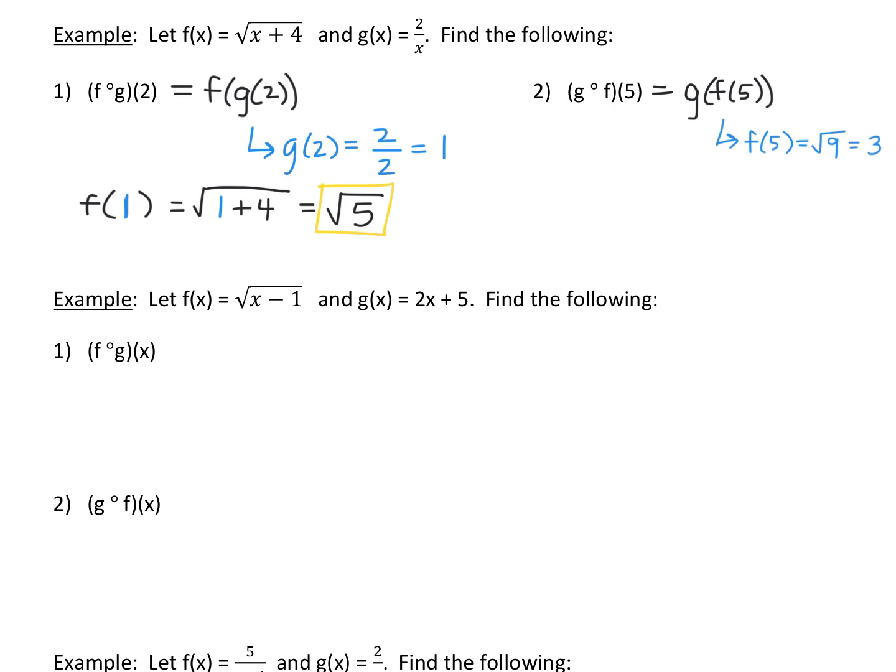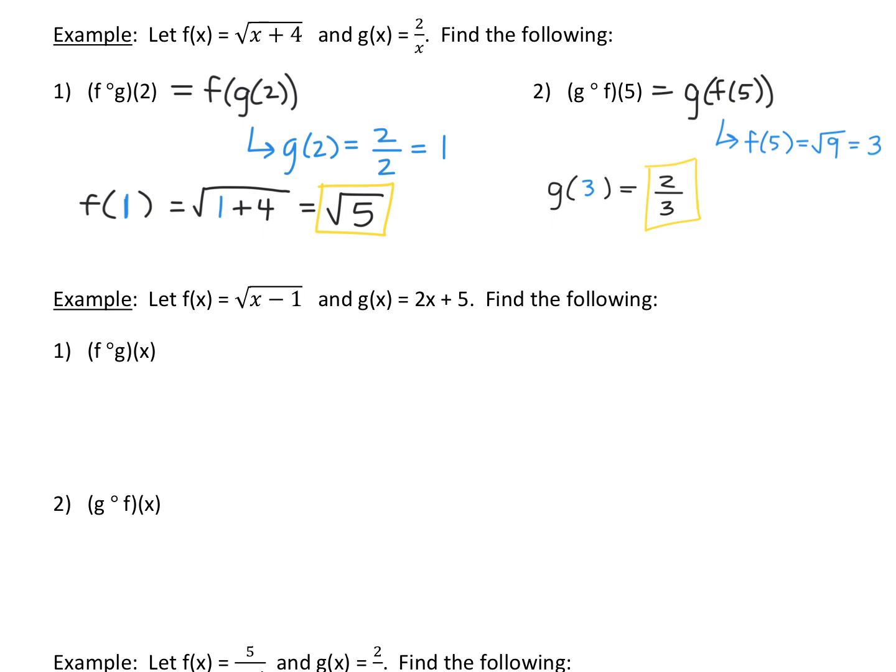Now you know what f of 5 is. You take 3 and you plug it back in. So g of 3. G is that rational function, 2 divided by x, so it's going to be 2 divided by 3. And that's it. You can't simplify that any further. If you could, of course you should, but these ones are as simplified as far as I can go.